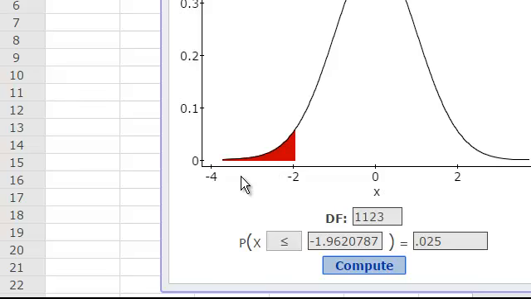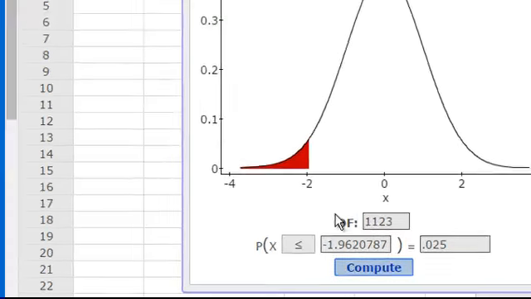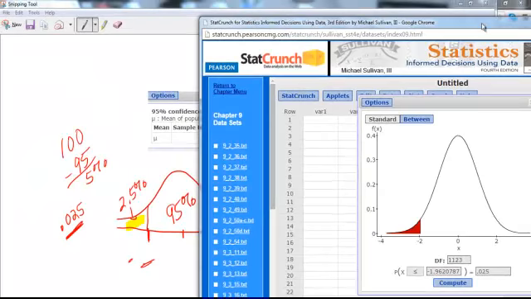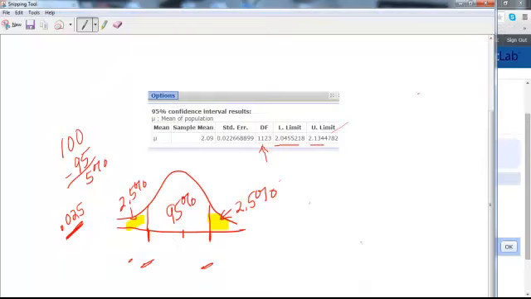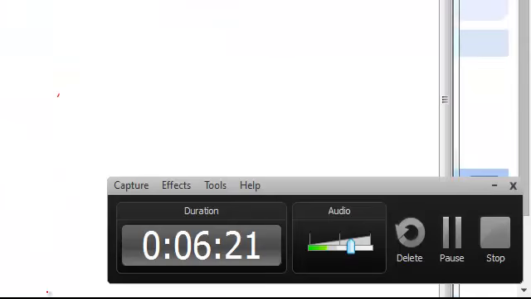So I hope that makes sense, and really doing it from StatCrunch in the beginning, I think, is the way to go. And you'll have access to StatCrunch on your exam and everything like that.